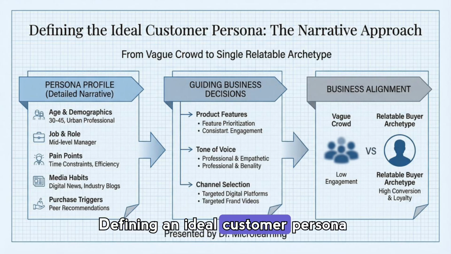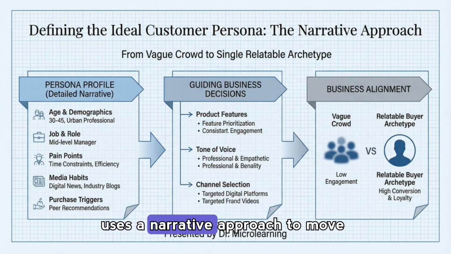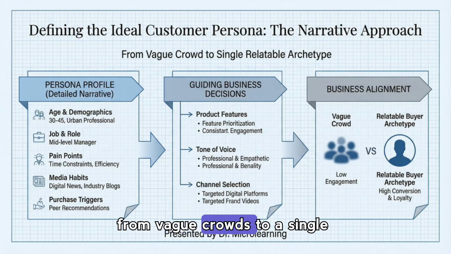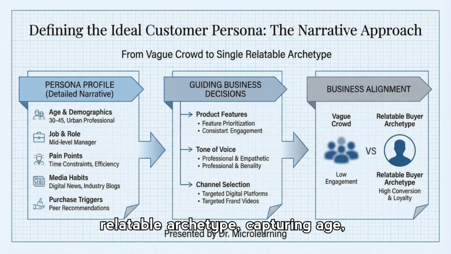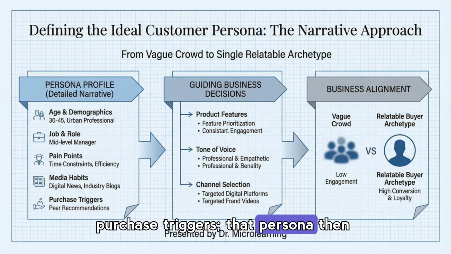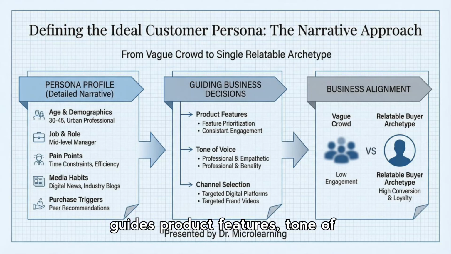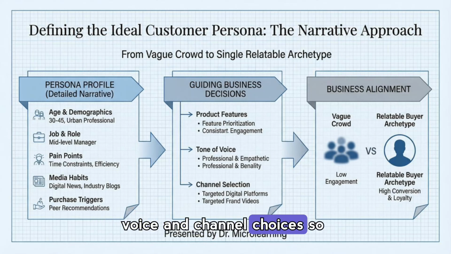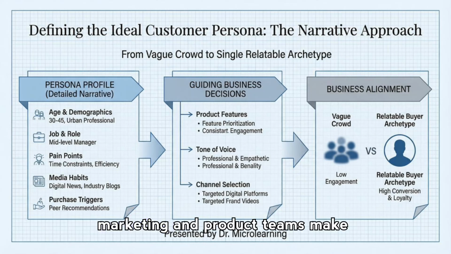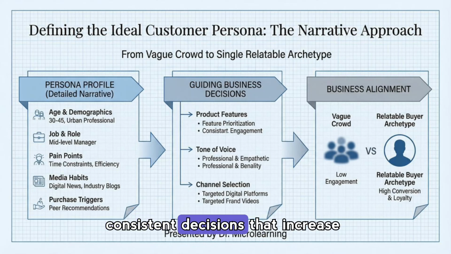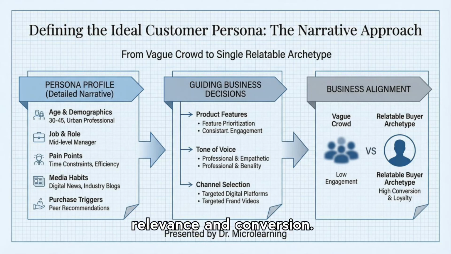Defining an ideal customer persona uses a narrative approach to move from vague crowds to a single relatable archetype, capturing age, role, pain points, media habits, and purchase triggers. That persona then guides product features, tone of voice, and channel choices. So marketing and product teams make consistent decisions that increase relevance and conversion.